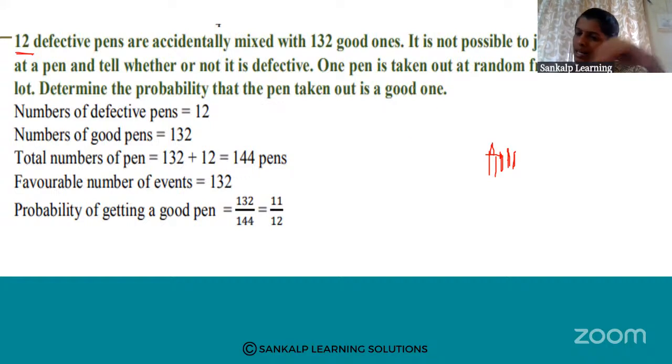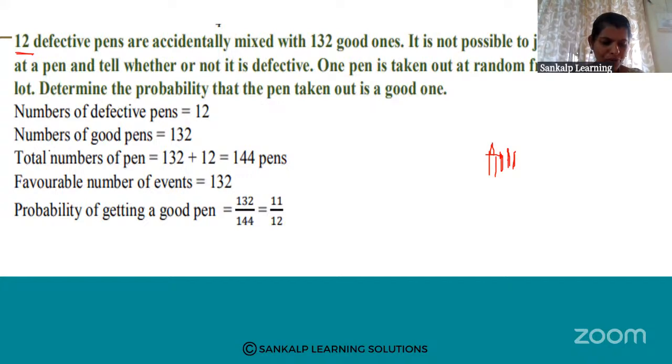One pen is taken out randomly. So randomly means what? Without any intention or without looking into that box, if we take one pen out, that we call it as randomly. If we take one pen randomly, then determine the probability that the pen taken out is good one anta kelidare.